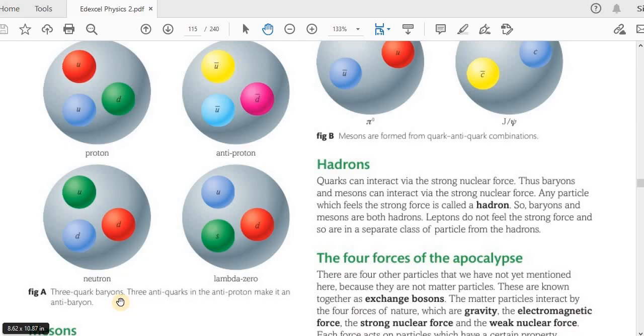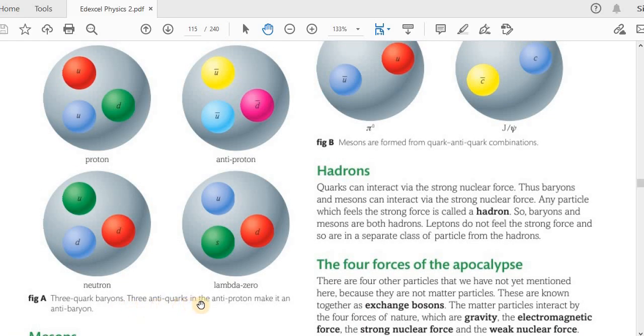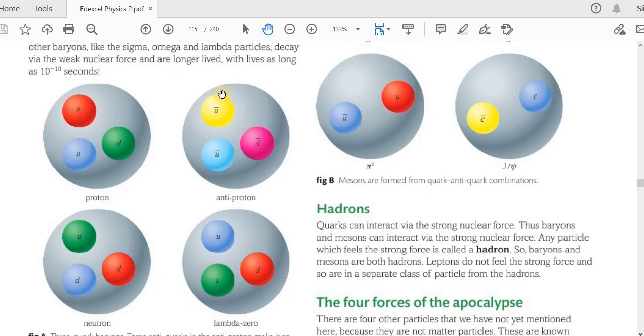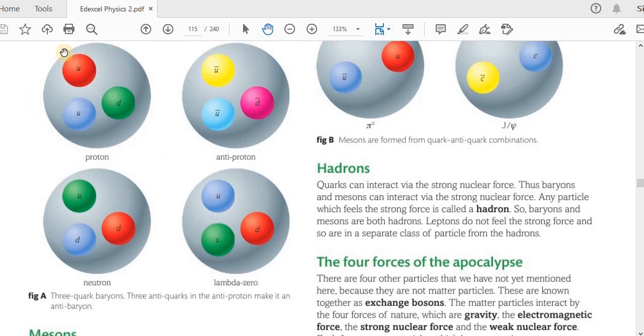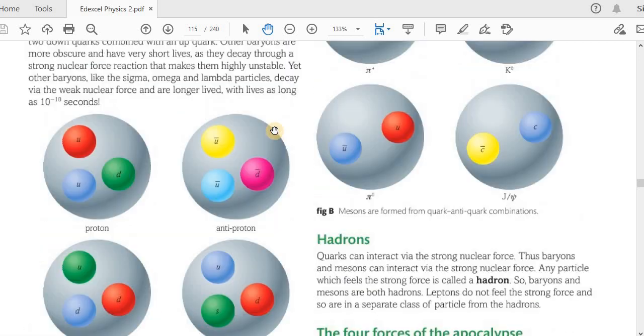3 quark baryons. 3 antiquarks in the antiproton make it an antibaryon. So you can see here antiproton, and here proton. Here you have antiproton: anti-up quark, anti-up quark, anti-down quark. Here you have all quarks, no antiquarks: up quark, up quark, down quark. Here anti-up quark, anti-up quark, anti-down quark. So all of these quarks you have in the antiproton are antiparticles of the quarks here. 3 antiquarks in the antiproton make it an antibaryon. So this is an antibaryon.